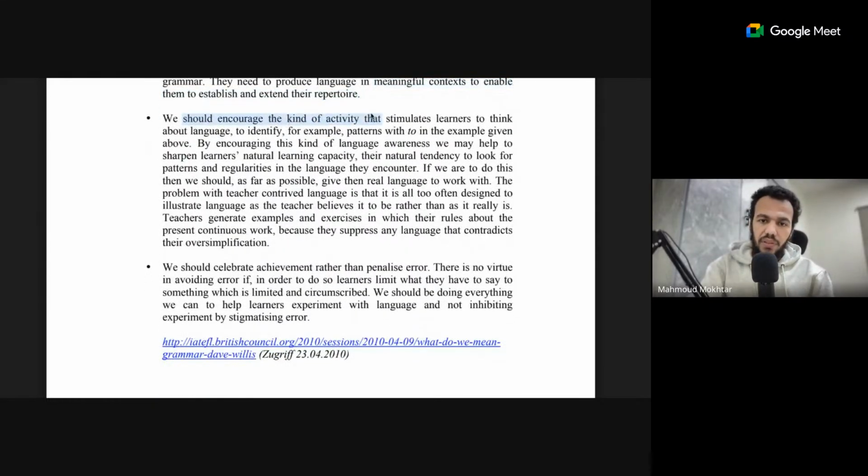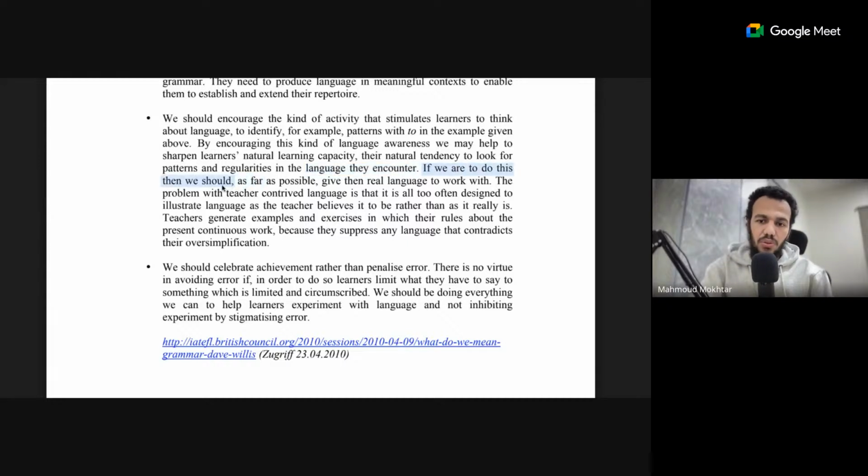We should encourage the kind of activity that simultaneously stimulates learners to think about language, to identify, for example, patterns with two in the example given above. By encouraging this kind of language awareness, we may help to sharpen learners' natural learning capacity, their natural tendency to look for patterns and irregularities in the language they encounter.